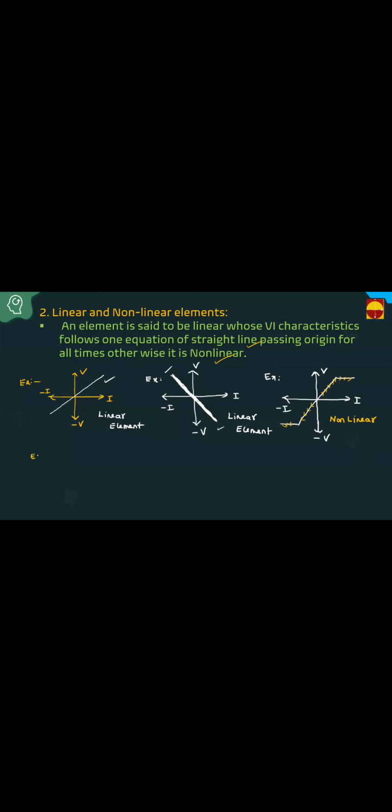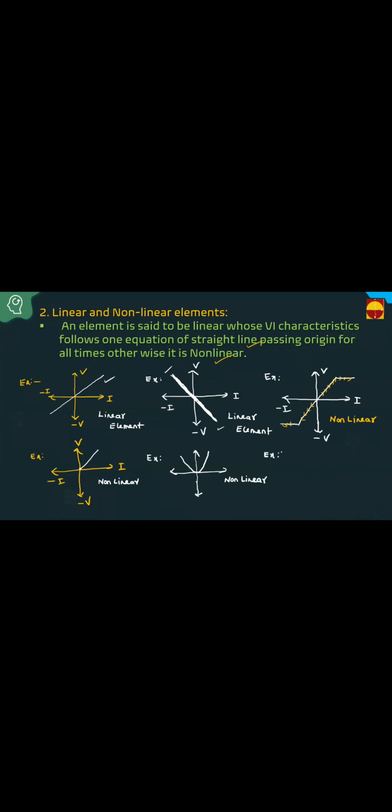One more example. If the characteristics are given like this, yes, this is V, this is minus V, this is I, this is minus I. Is it linear or non-linear? It's non-linear. It is not passing through the origin. It only starts here, not passing through. That's why it is non-linear. One more example. If it is given like this, linear or non-linear? It is also non-linear. It is not passing through the origin.